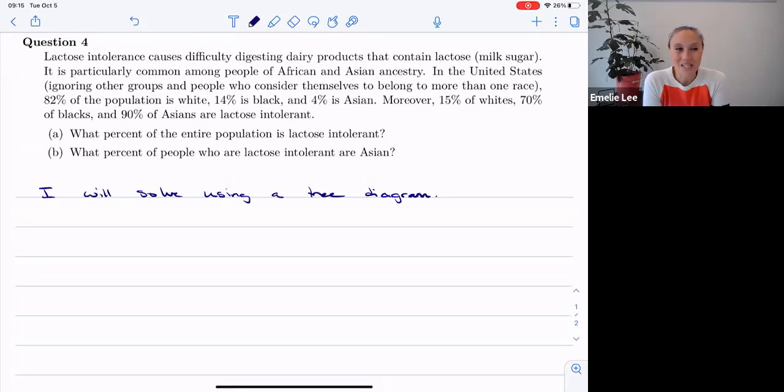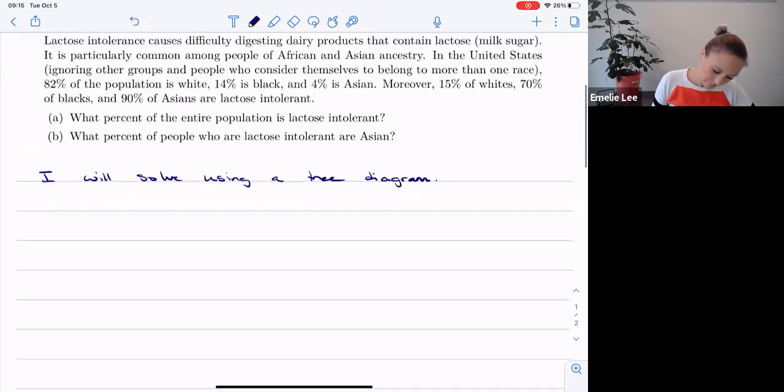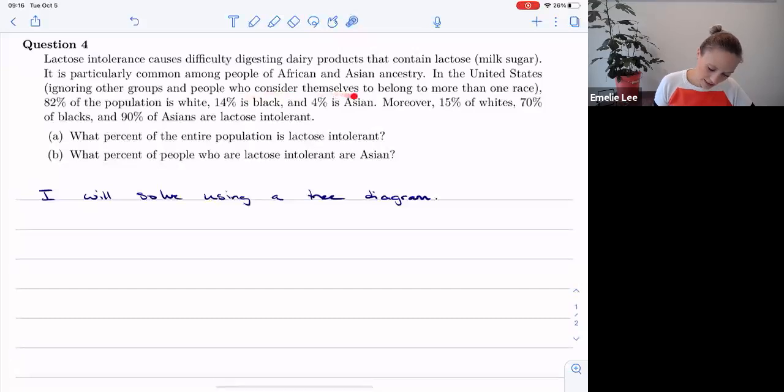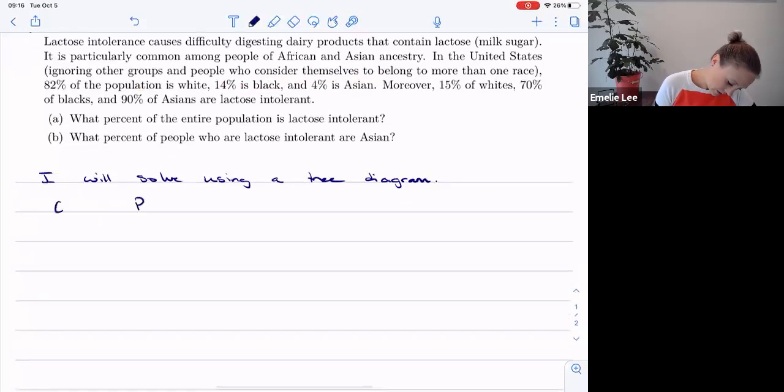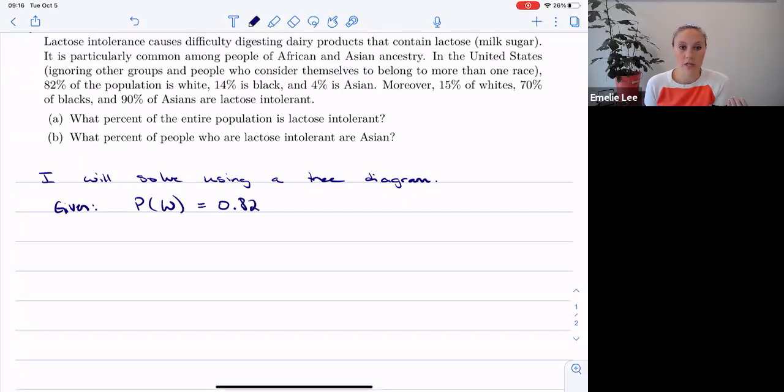We don't need to. It's just a lot harder to visualize these probabilities without a tree diagram. But what we can do is list the probabilities that have been given. We're given the probability of being white is 0.82. Remember, we have to use the decimal version, even though we often talk in percentages. In our calculations, it's really important that we use decimals. So the probability of someone being white is 0.82.